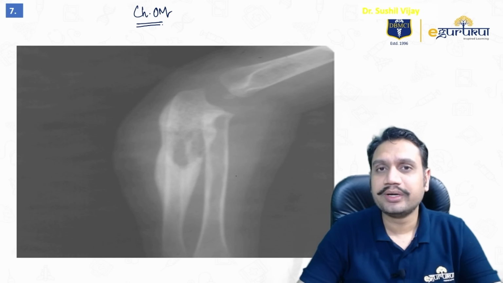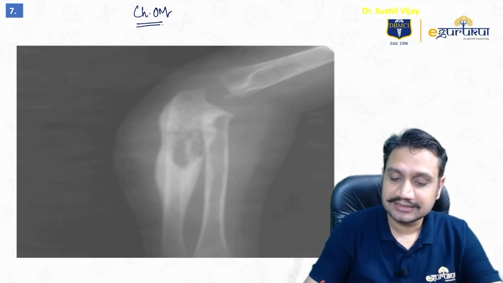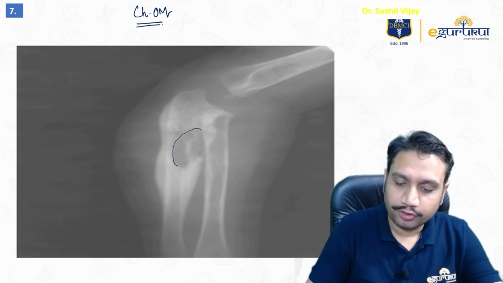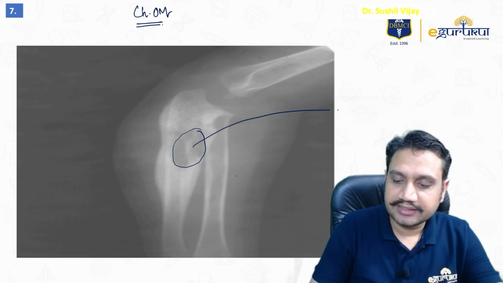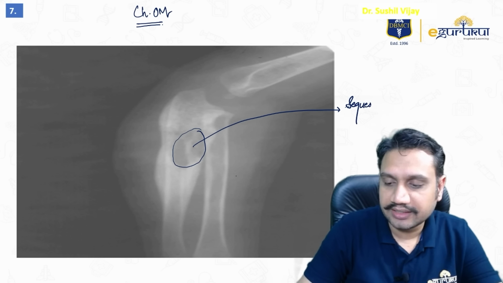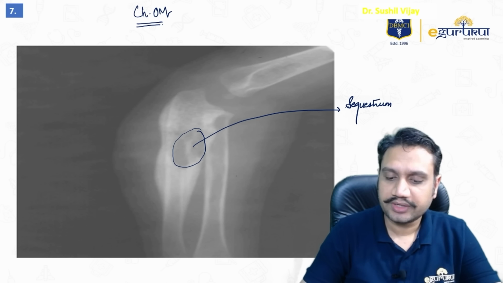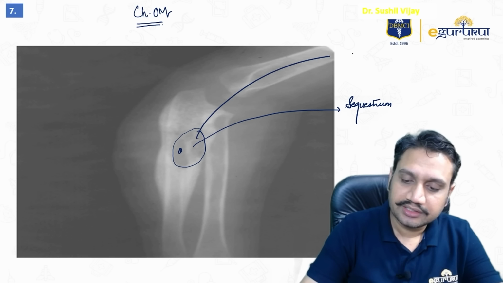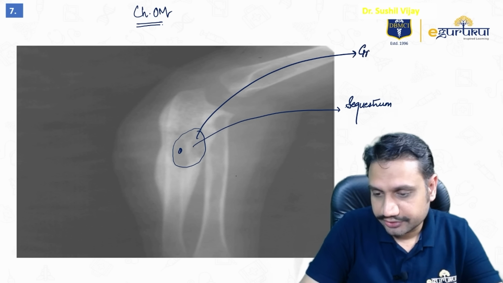Okay, so how do I remember this chronic osteomyelitis? A cavity here. What I want you to recall here, this is what we call as the sequestrum. Okay, this all black that you see here is what you call as the granulation tissue.